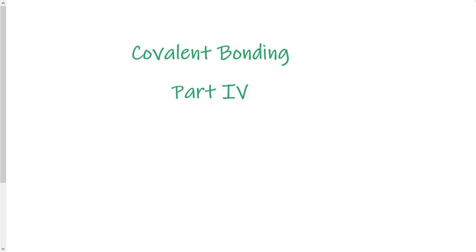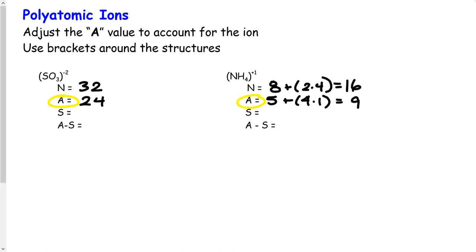The fourth segment of lessons covering covalent bonding is going to extend into the ions and the expanded octets that can occur. The slide on polyatomic ions, which I've gotten started with the math for you, is going to involve adjusting the A value to account for the ion charge value.